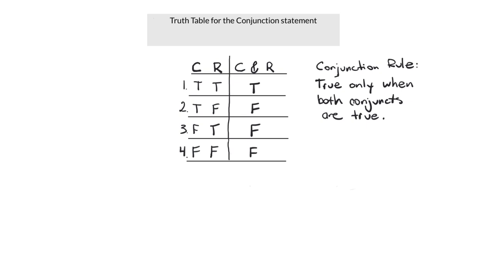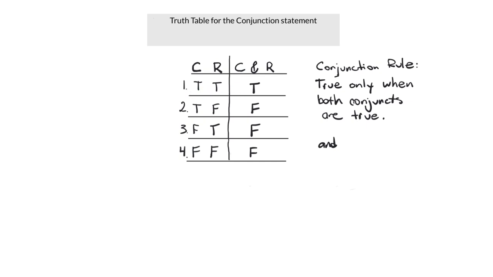And that makes sense with the rule and the way that the ampersand represents an and, right? If we're saying it's cold and it's raining, if one of those isn't true, then that whole conjunction, that whole statement that connects it with the and, the ampersand, isn't true. That's why it's only true when both conjuncts are true.